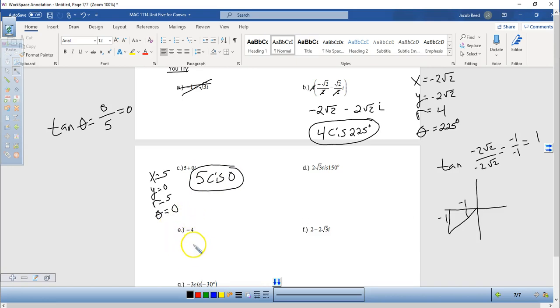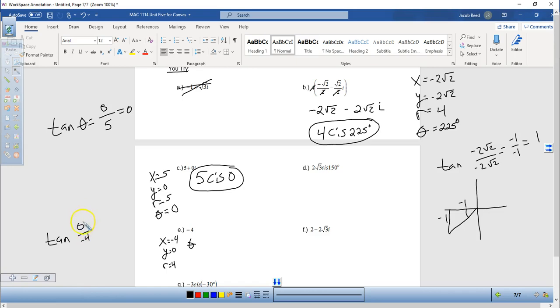I'm going to do E. I'm going to need a little bit of room for these other ones, so I'm going to do E right now. X is -4, Y is 0, R is 4, and we need to know theta. We need to know tangent of 0 over -4.